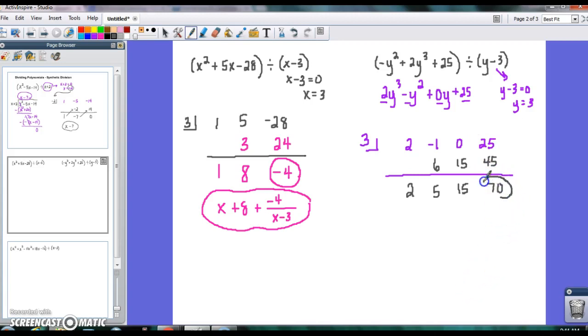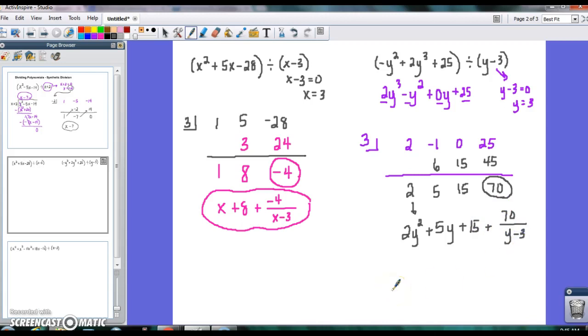Remember, this last term is my remainder. Because I started with y cubed, and I divided by y, my first term here is y squared. So I have 2y squared. And then it just goes in order from there in standard form. Plus 5y plus 15 plus 70 over y minus 3.